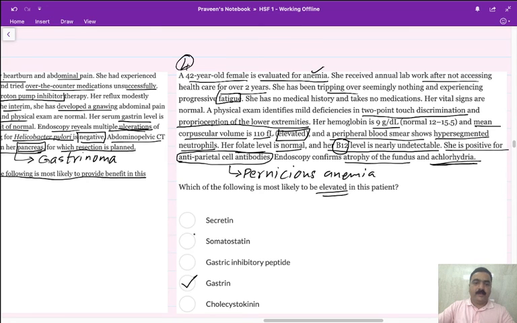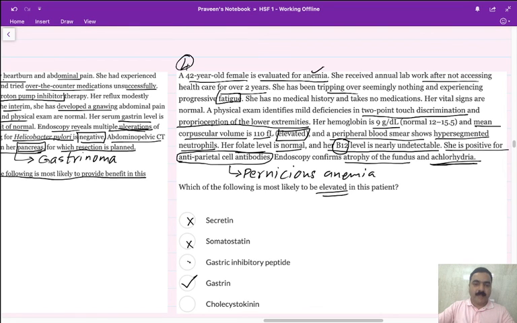Even though there are many other substances, all of them are stomach or GI related, like secretin. It is not affected in this case, because parietal cells are damaged. Secretin will actually be decreased, because there is no acid. What stimulates the secretin? The acid stimulates. So this patient is not having the acids, right? Somatostatin, nothing to do with that. Somatostatin is a general inhibitory, so it is already getting inhibited over here, but there is no need for somatostatin to be elevated.